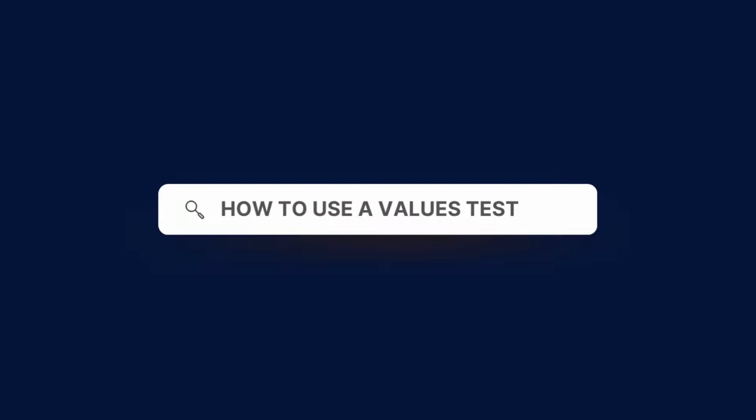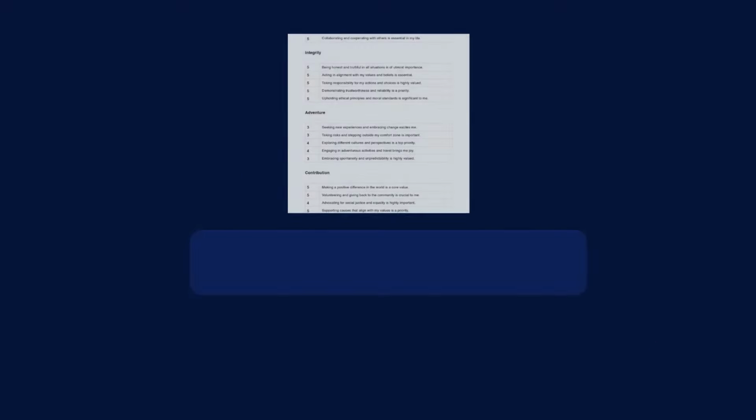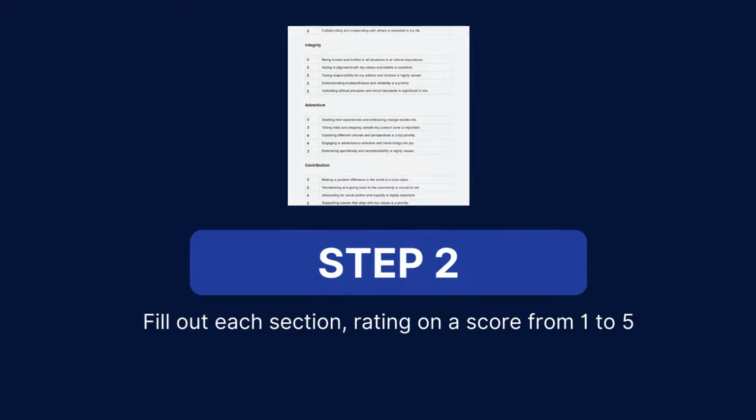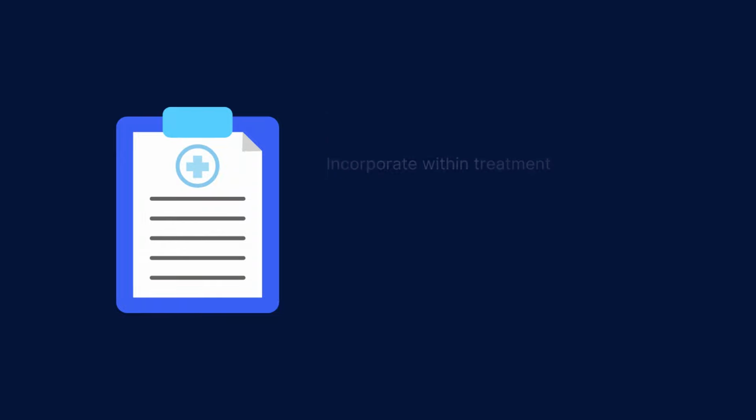Here's how to use a values test. The first step is to fill in the name and date and then read the instructions. You'll then need to fill out each section, rating on a score from 1 to 5. Finally, incorporate the results within treatment.